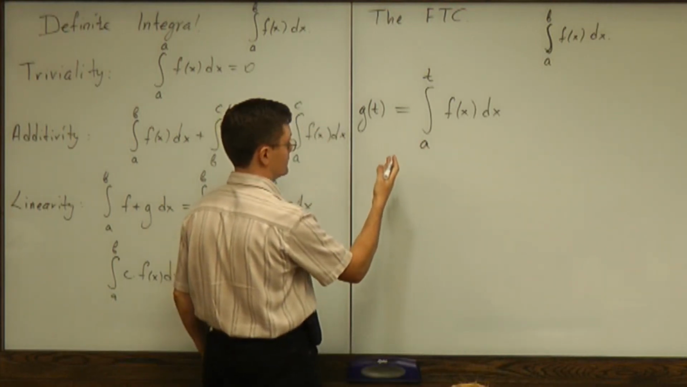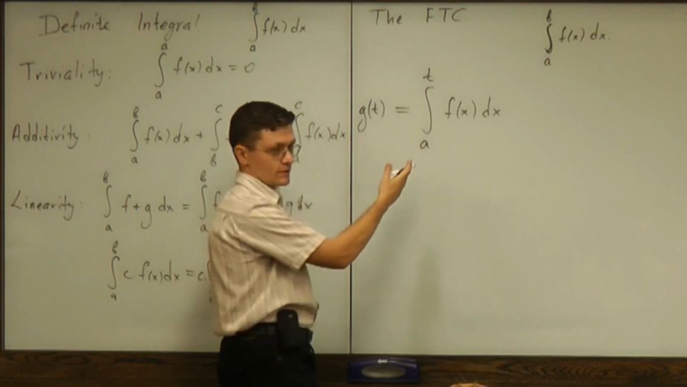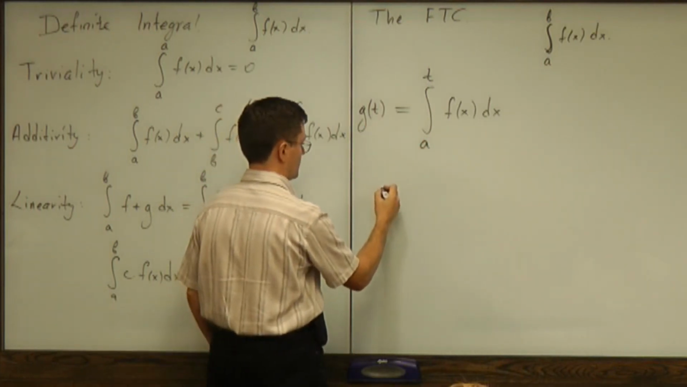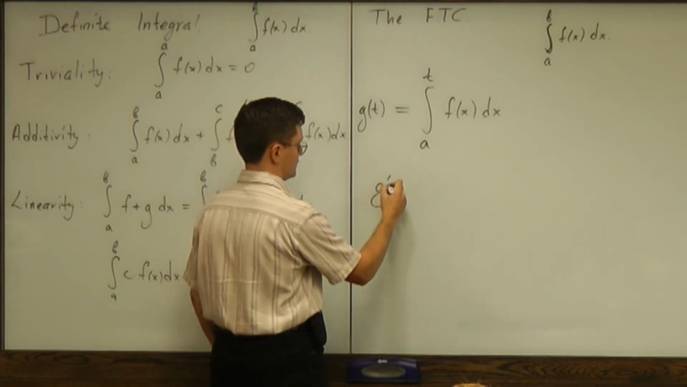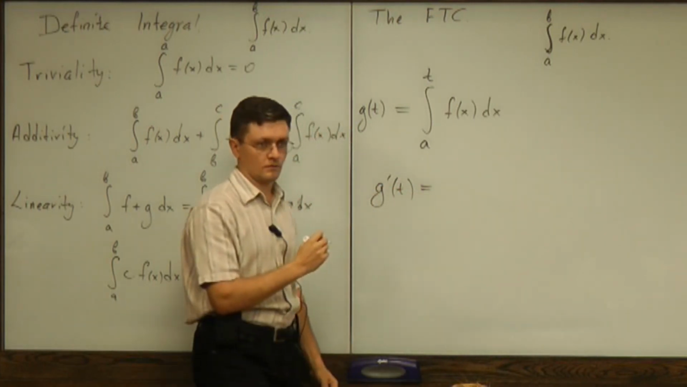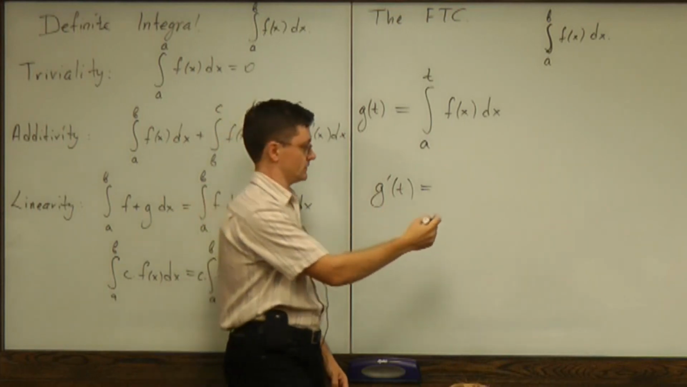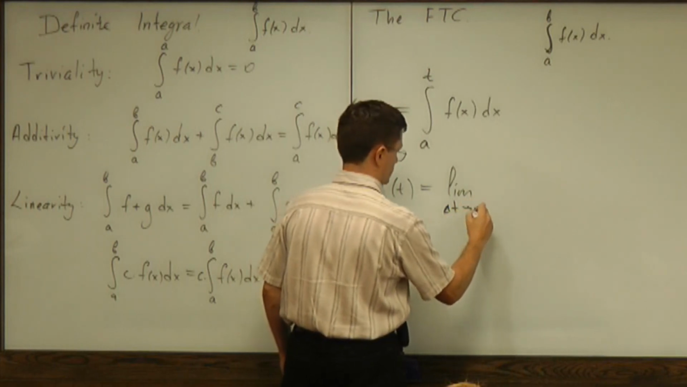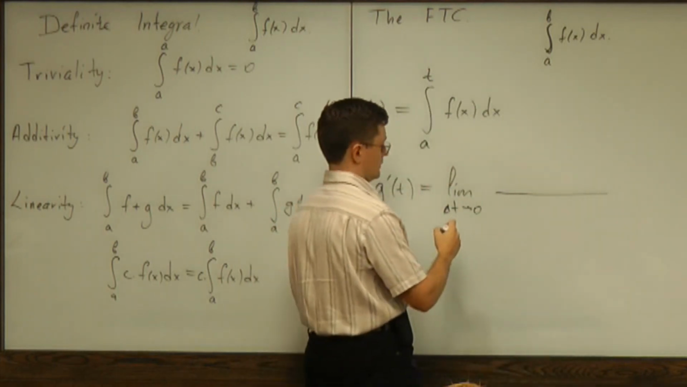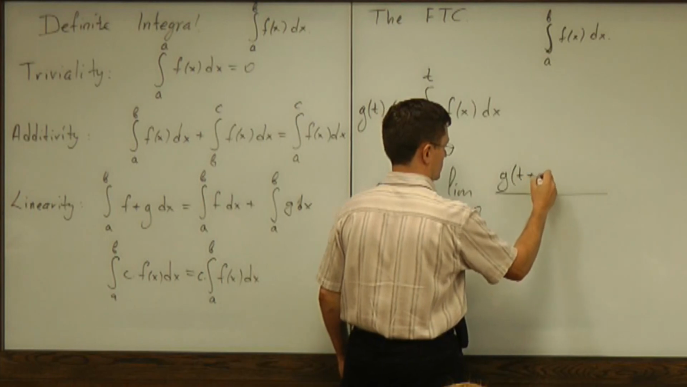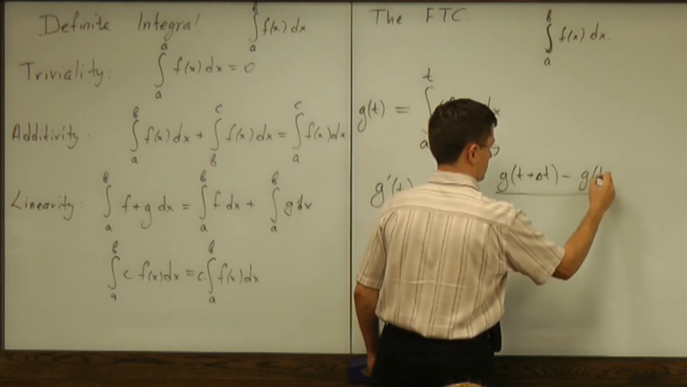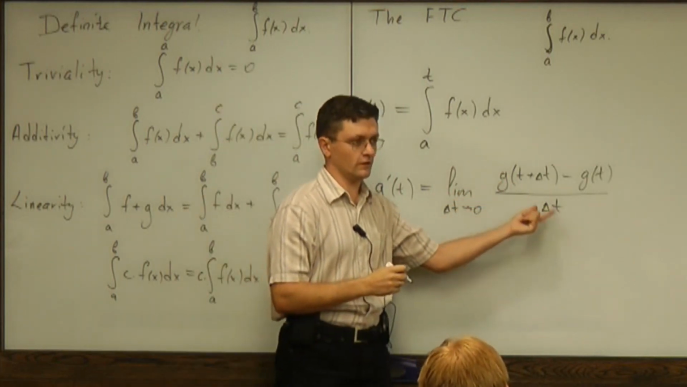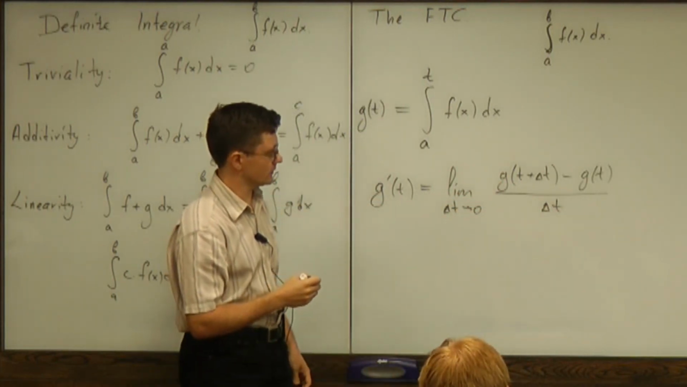Here's the, how do we find the derivative? Well, by definition. All right, so what is the derivative of g? By definition, right? It's a limit. Limit as delta t goes to 0 of g of t plus delta t minus g of t, divided by delta t. That's exactly right. Change of g over interval delta t divided by the length of the interval.